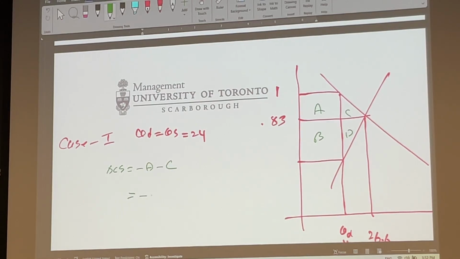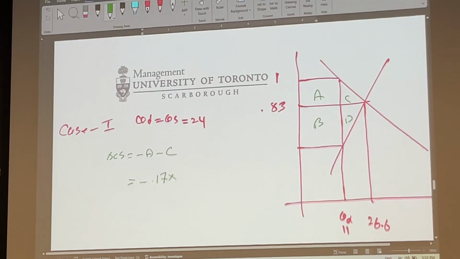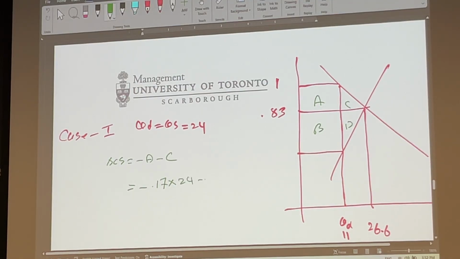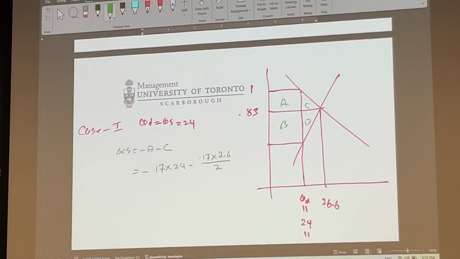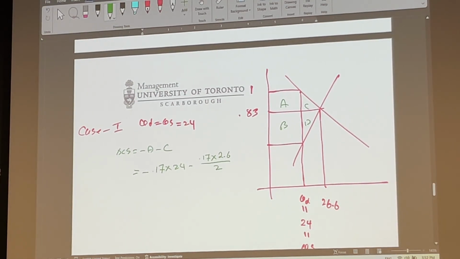A is equal to 17 cents multiplied by 24. C is equal to 17 cents multiplied by the distance, which is 2.6, divided by 2. That's A, that's C. Right? That is the consumer loss.